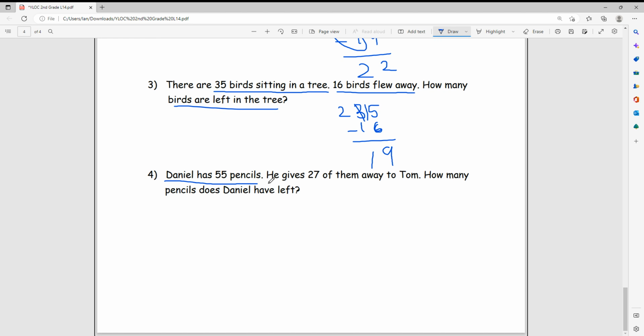Finally, Daniel has 55 pencils. He gives 27 away to Tom. How many pencils does he have left? So we gave 27 away, which means we're subtracting again. So 55 minus 27. Subtract 5 by 1 here, so it's a 4 because 5 can't go into 7. Add a 1, so now it's 15 minus 7, and that would be 8. 4 minus 2 equals 2.